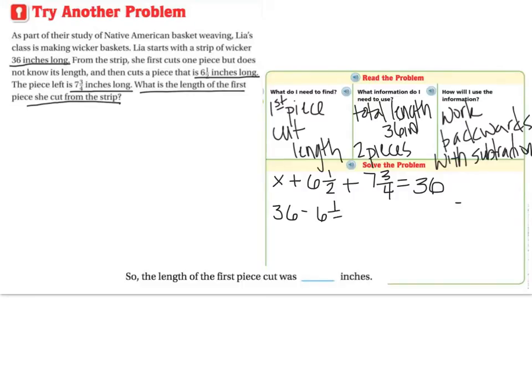So I'm going to subtract 6.5, then I'm going to subtract 7 3/4, and that should then give me the piece that is missing, the piece that I don't know. When I start to solve this, I'm going to take a second to figure out which two numbers I want to start with for my subtraction. I think what I'm going to do is start with 36 and 7 3/4.